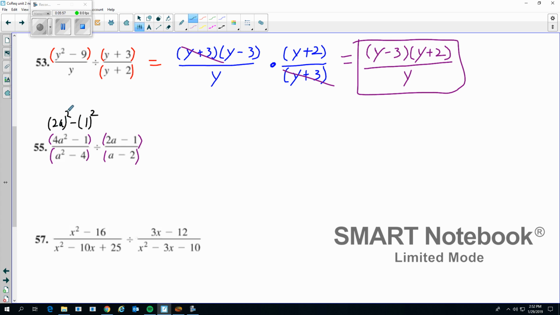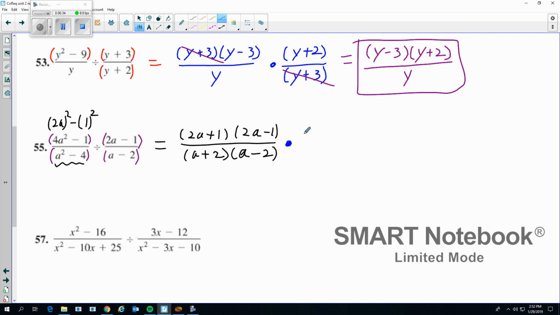So (2a) quantity squared minus 1 squared, still just 1, okay? So what that factors into is a 2a plus 1 and a 2a minus 1. So that's what that first part is right there, okay? And then all divided by, this is the difference of two squares also. That one's a little bit easier though because it doesn't have a number associated with the a squared. So that's just going to be a plus 2, a minus 2. And then we got to change the division to multiplication.